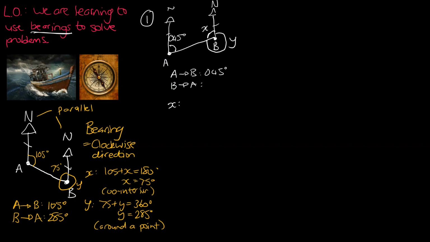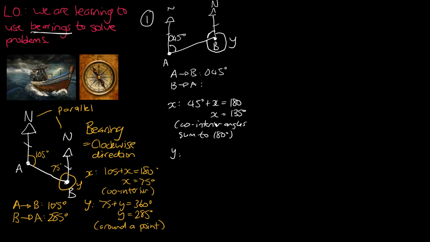And to find that, we need to find that angle there. So angle X is what we're first interested in. And we know that 45 degrees and X are co-interior to each other, which means they need to add up to 180, which means X is equal to 135 degrees. And my reasoning: co-interior angles sum to 180 degrees.